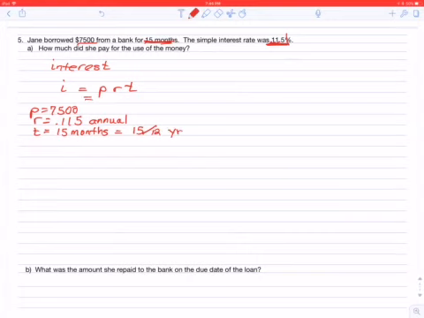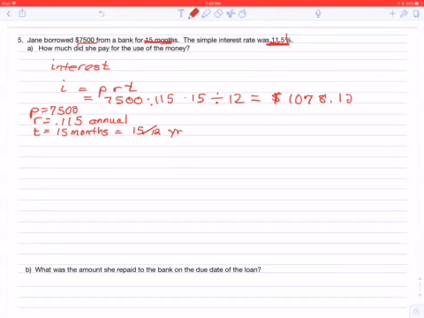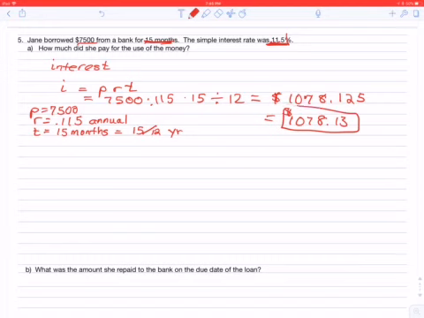Now I'll calculate it. 7,500 times 0.115 times 15 divided by 12, all in one line. And I get $1,078.13 if I round it to the nearest cent. That's the fee that she pays for the use of that $7,500.